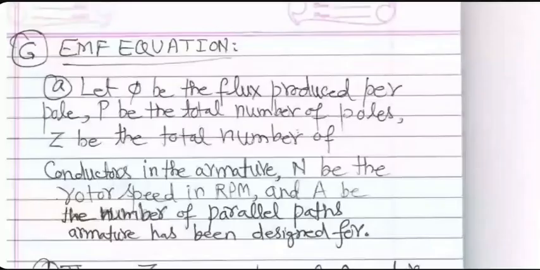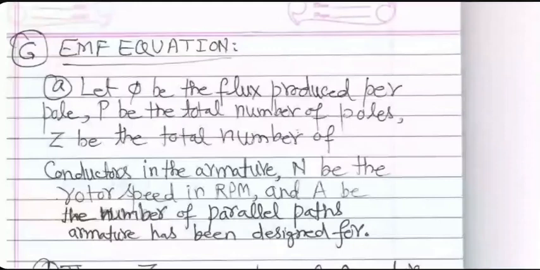Now, let's try to mathematize the operation. Try to figure out how much EMF we expect out of a given machine. Suppose the magnetic flux being produced inside the stator is phi Weber per pole. P is the total number of poles, not pole pairs, but actual number. So P has to be 2, 4, 6, etc.